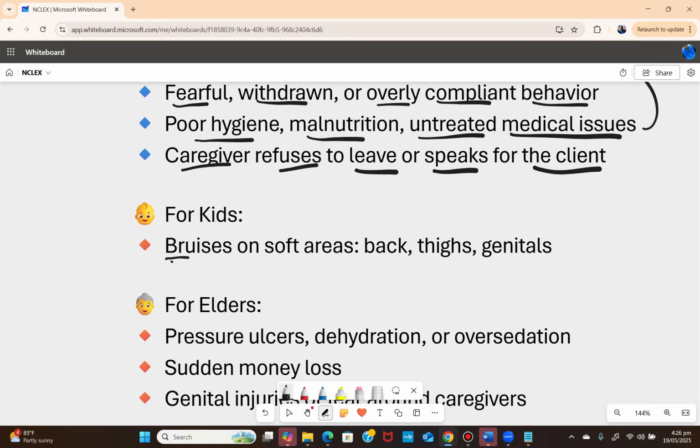Now look at this: bruises on soft area. Now, one thing you need to know is that you can have bruises on bony area, right? But for abuse and neglect, NCLEX wants you to focus on what? Soft area, not bony area. Right. So if you see anything related to bony area, then that is not abuse.